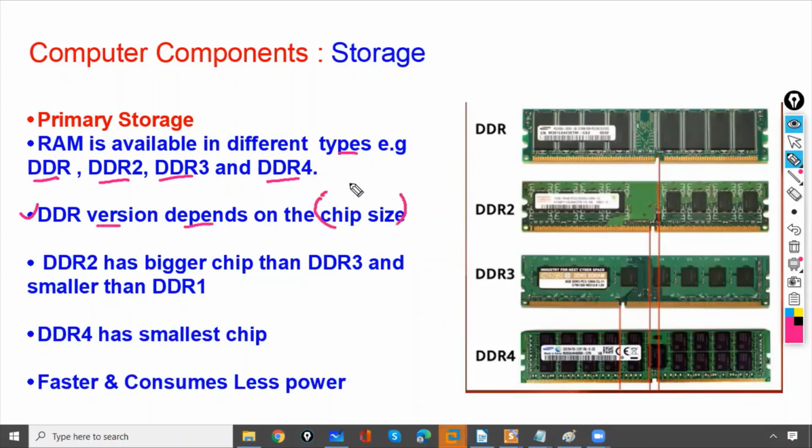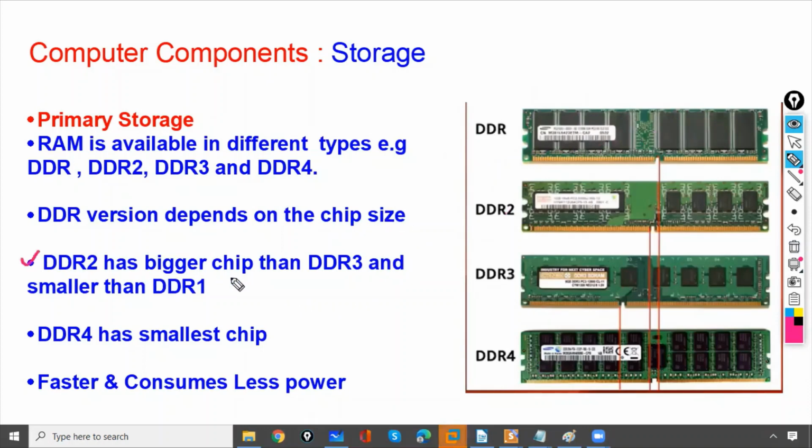the size of the chip. Okay, if you see here, we have multiple RAMs: DDR, DDR2, DDR3, DDR4, and each RAM has chips. So DDR has the bigger chips. DDR2 has chips smaller than DDR. DDR3 has chips which are smaller than DDR2. DDR4, these chips are smaller than DDR3. So this version depends on the chip size.